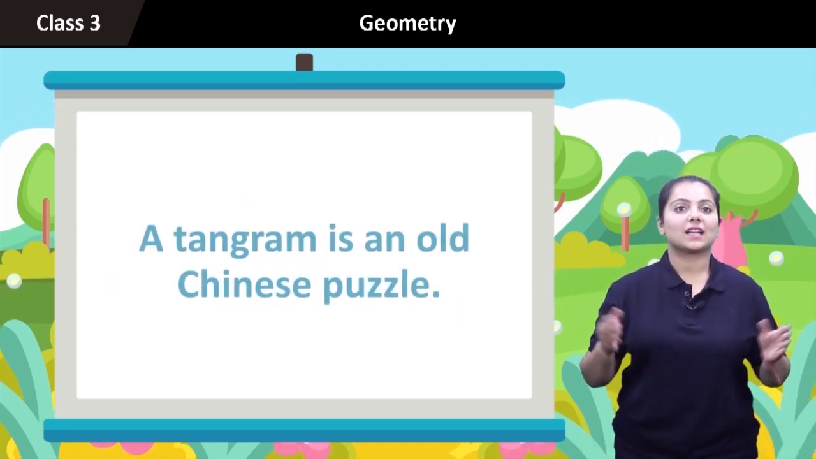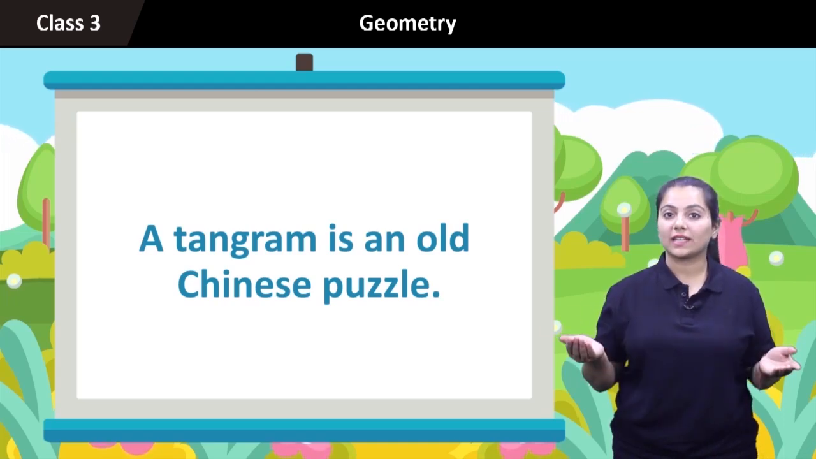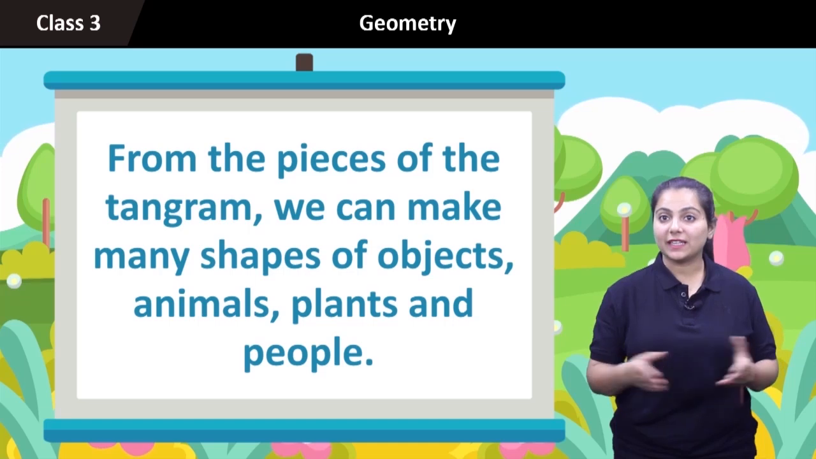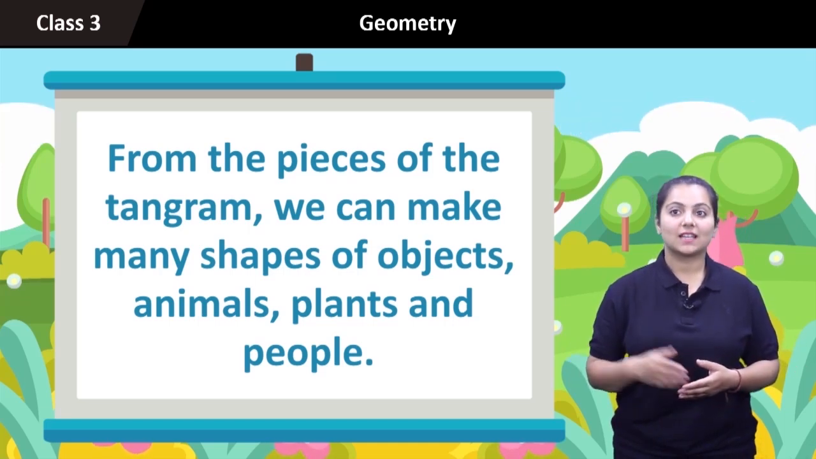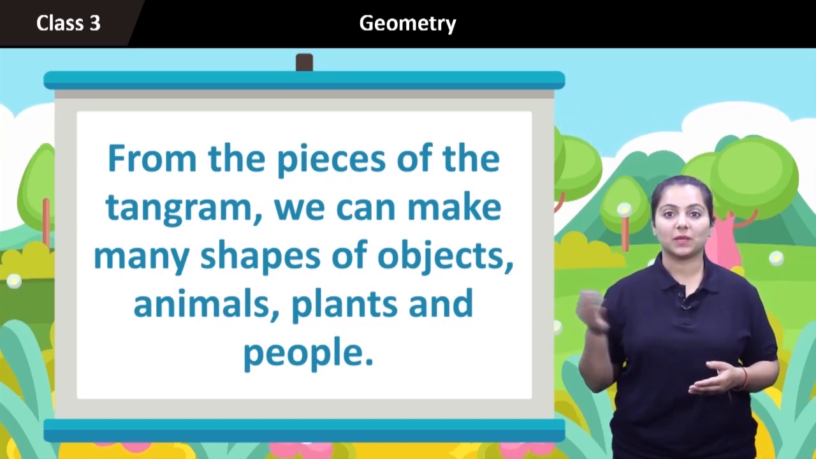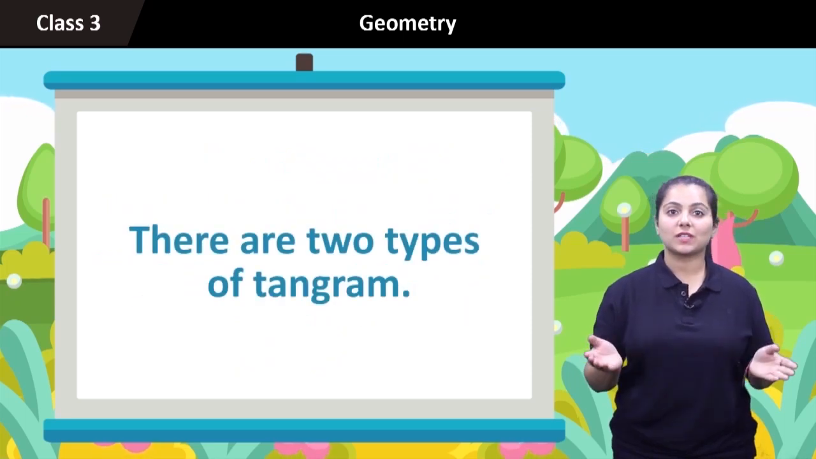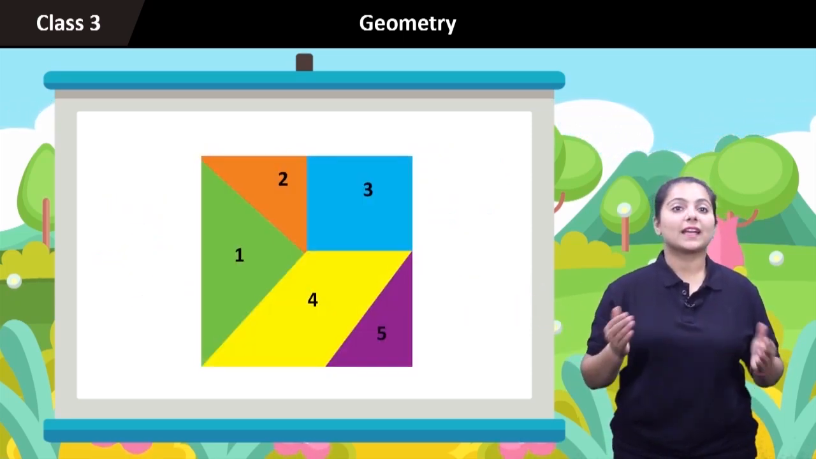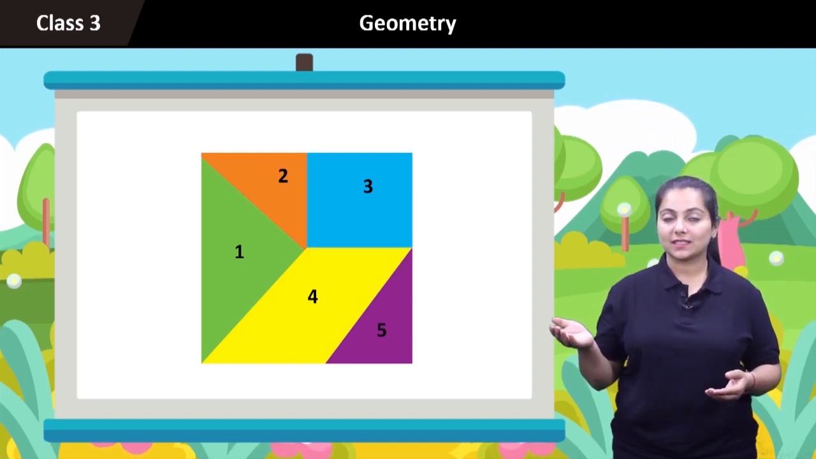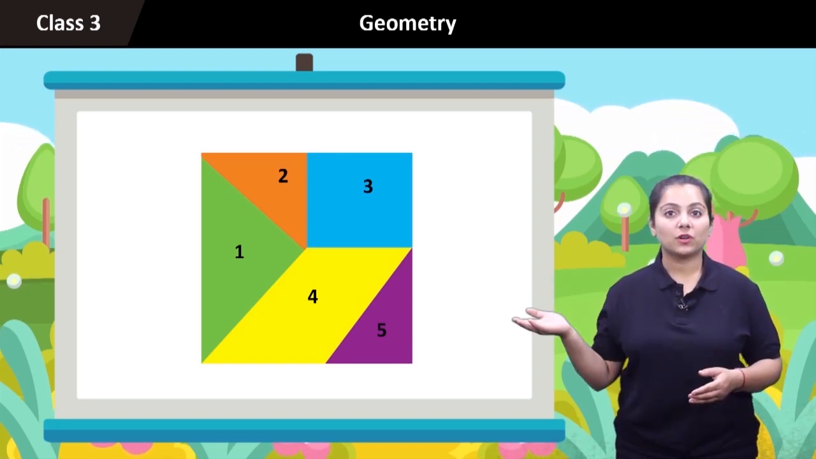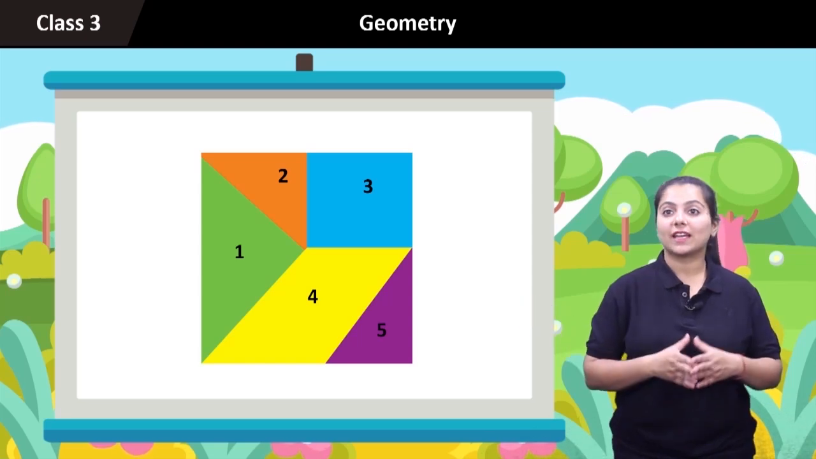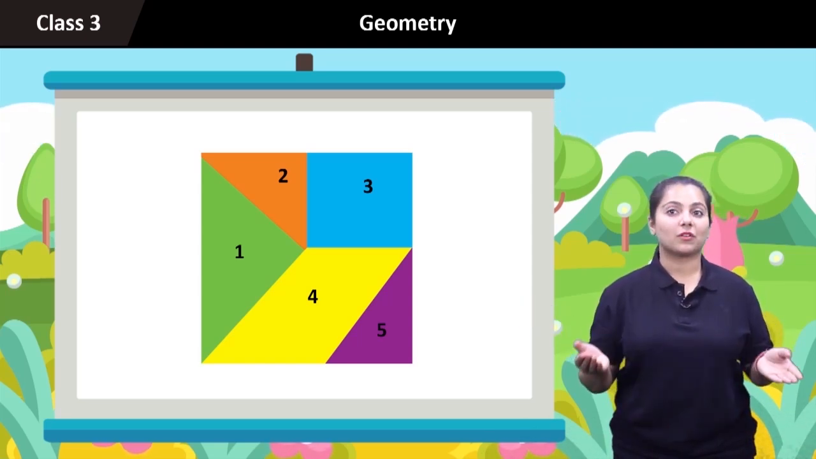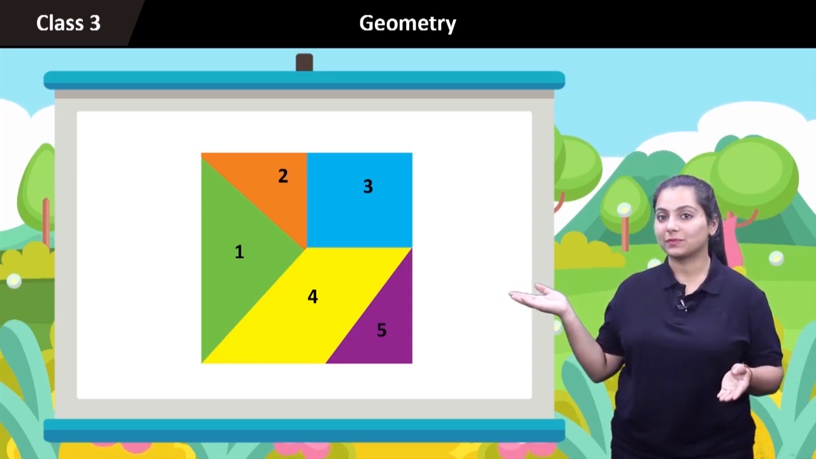Tangrams. A tangram is an old Chinese puzzle. From the pieces of a tangram, we can make many shapes of objects, animals, plants and people. There are 2 types of tangram. The 5-piece tangram. It consists of 5 pieces, 3 triangles and 2 quadrilaterals. We can create different interesting figures using these 5 pieces. Some of the figures are illustrated below.